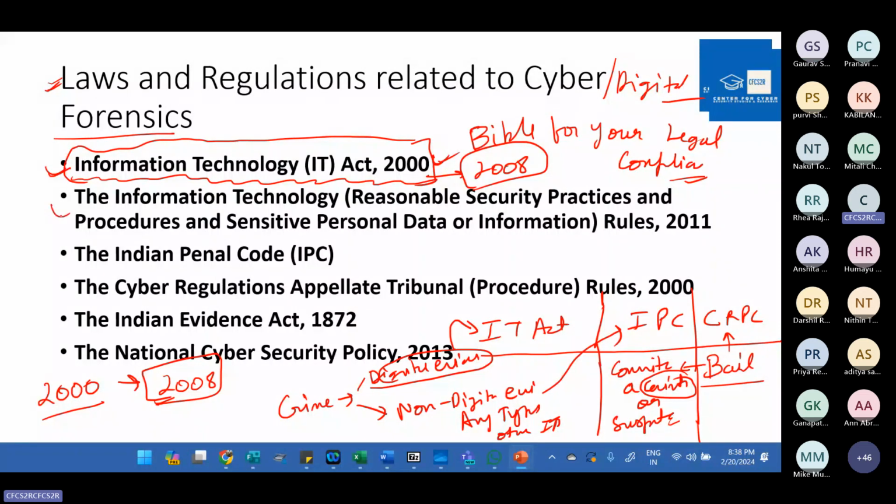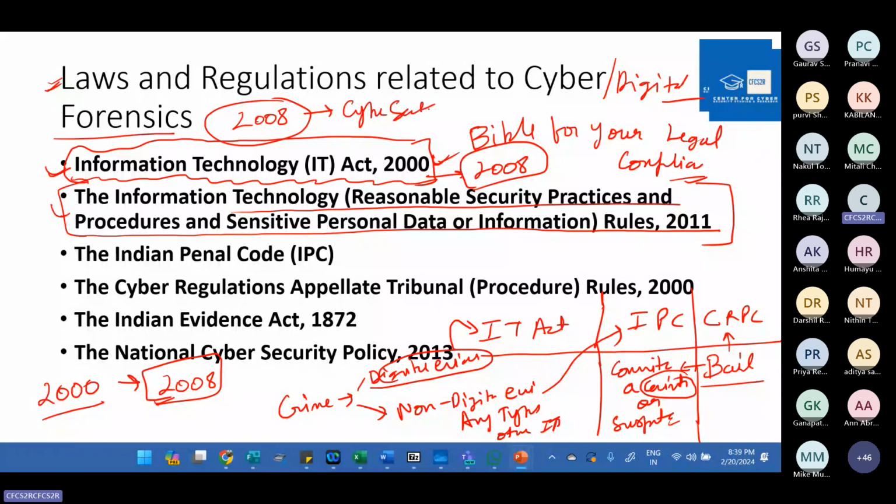Second important is the Information Technology (Reasonable Security Practices and Procedures and Sensitive Personal Data or Information) Rules 2011. Why have these rules come? Because even after the 2008 amendment, the word cyber security was not enshrined properly in the Act. So the government decided to bring a rule on reasonable security practices, the bare minimum security practices that you need to follow.